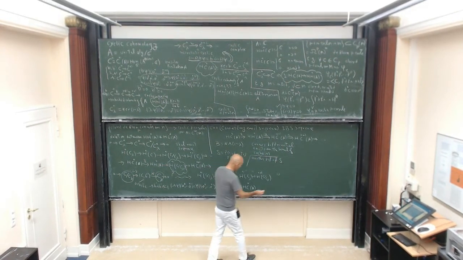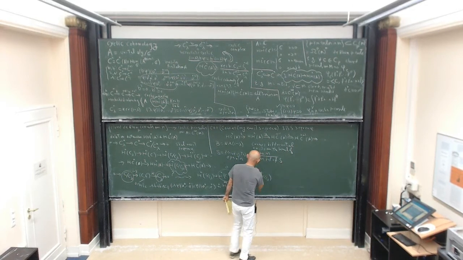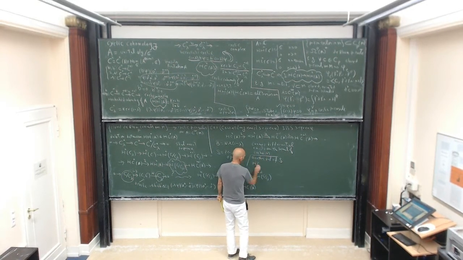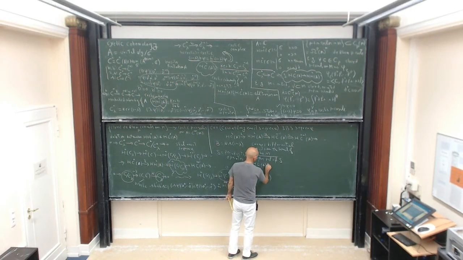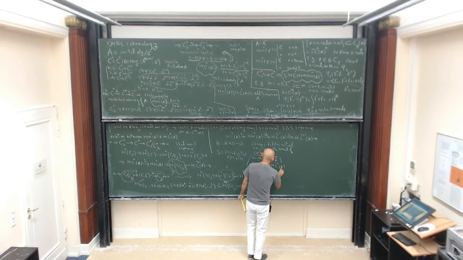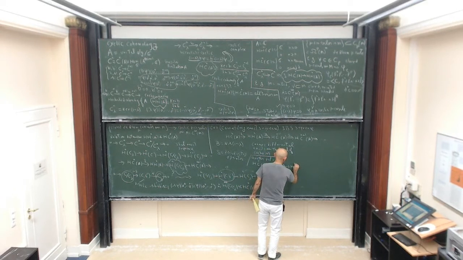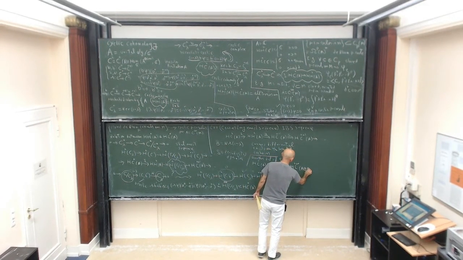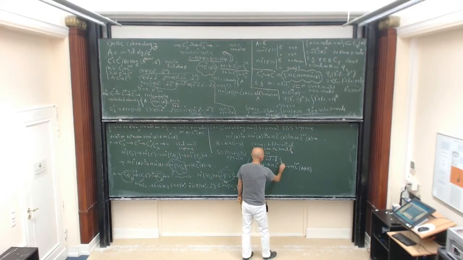So once Connes did this, he also developed a pairing HC^n of A tensor HC^m of B, for example, into HC^(n+m) of A tensor B. This is the so-called cup product.